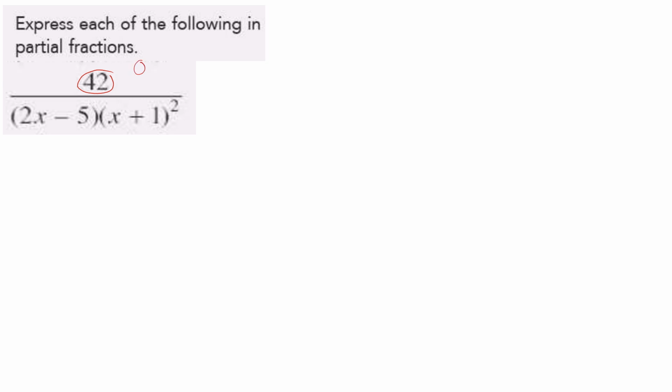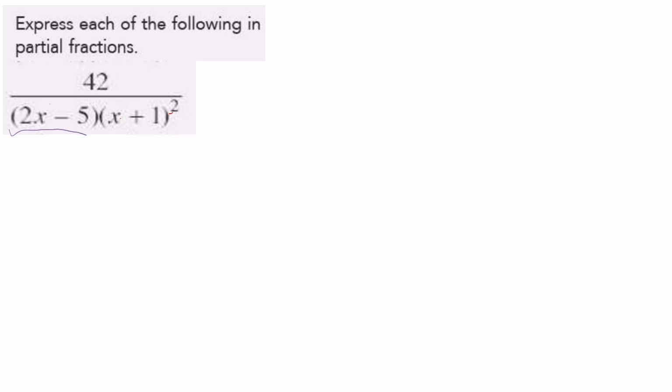And here, if you look at your linear factor, this is x to the power 1, this is x to the power of 2. If you multiply x to the power 1 times x to the power of 2, you will get x to the power of 3. So definitely 0 is less than 3. So definitely this is a proper polynomial fraction. Okay, so let's look at the denominator.